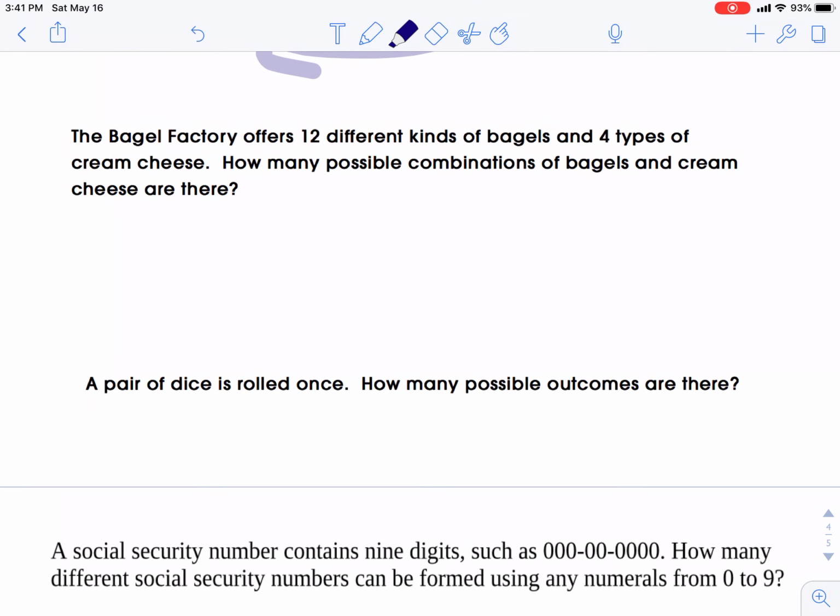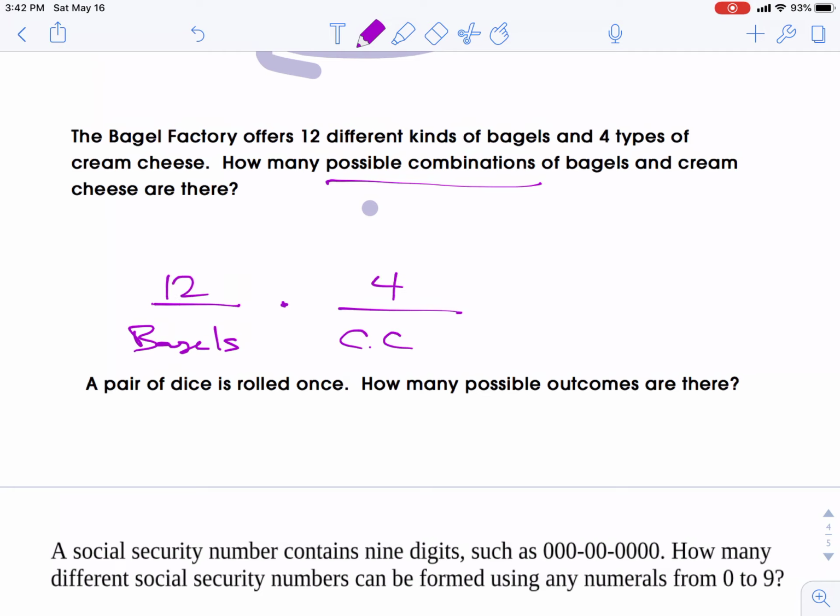So the Bagel Factory offers 12 kinds of bagels, 4 types of cream cheese. How many possible combinations are there? Okay, again, we're finding out the sample space. So they gave us 2 different choices. They gave us bagels and they gave us the cream cheese. Right? There were 12 different bagels, 4 different types of cream cheese. Multiply them together, you get 48 possible combinations.